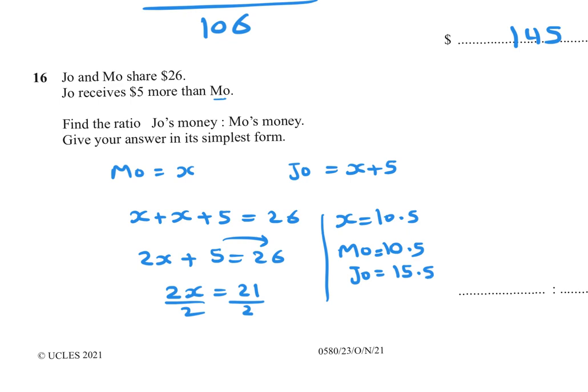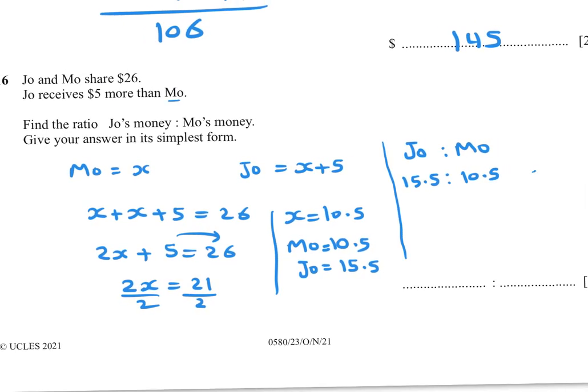To find the ratio between them in the simplest form, Joe to Mo is 15.5 to 10.5. Or you can multiply by 2, and you get 31 to 21. So the ratio is 31 to 21 in the simplest form.